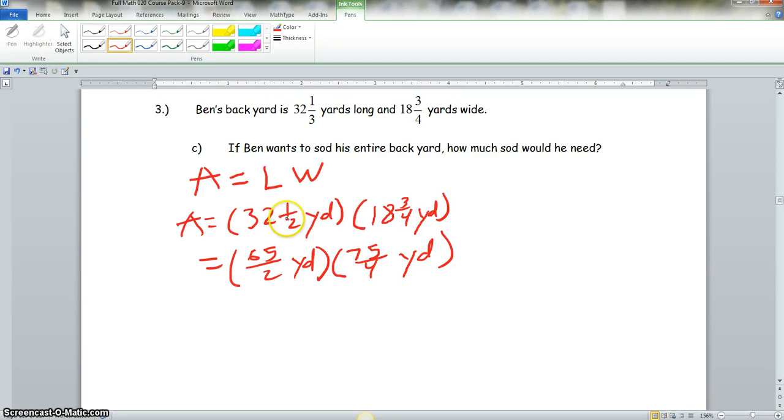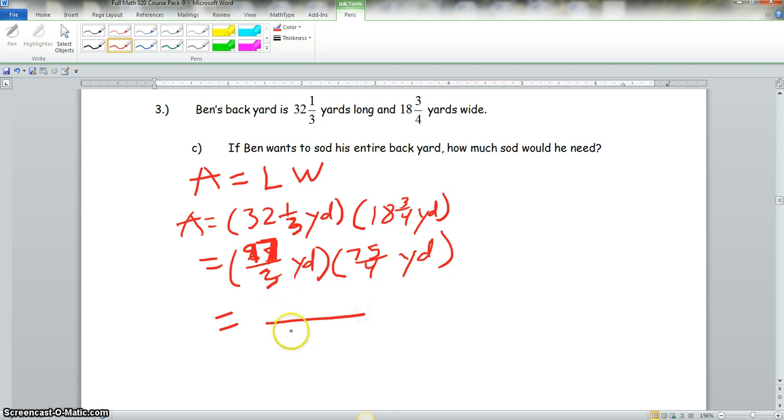Okay, class, I made a slight little error. This is supposed to be 32 1/3. So this should actually be 95 over 3. I mean, actually 97. It should be 97 over 3, not 65. So it should be 97 over 3 yards. Okay, so now we need to multiply this.